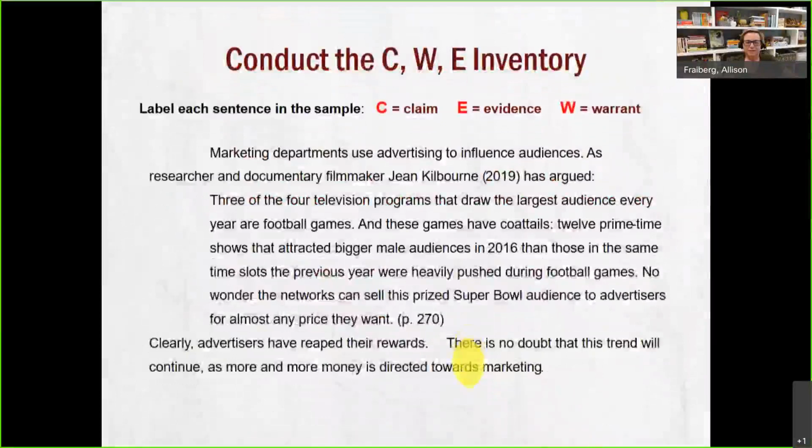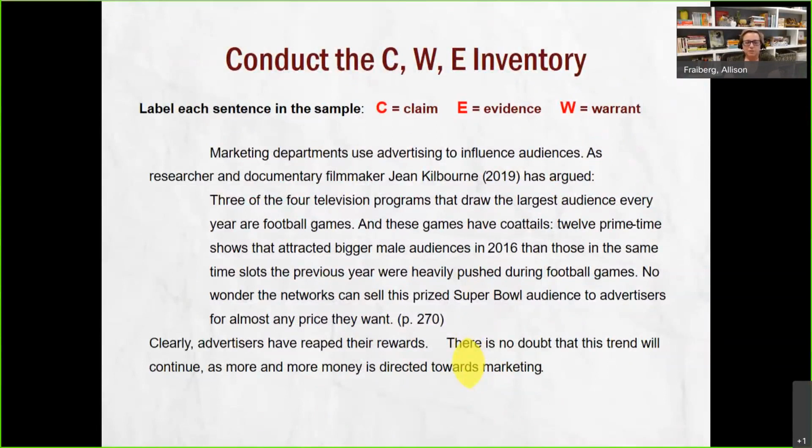All right, here's a second example. So the first example was awful because it was just all claims. In this one, we have a different kind of problem. Let's look at this. Marketing departments use advertising to influence audiences. Well, okay, that's just common knowledge, okay?